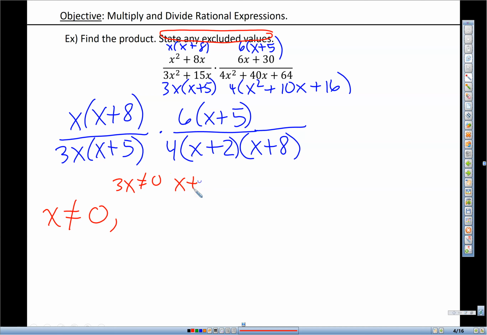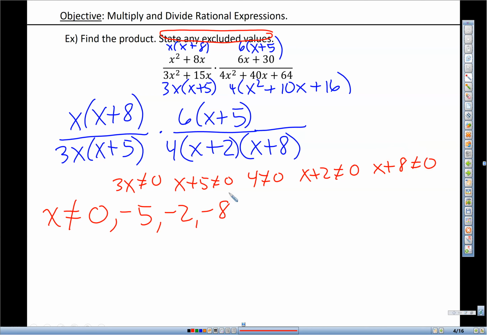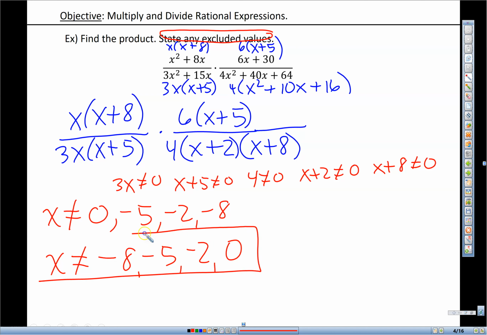x plus 5 would be equal to 0 if x was equal to negative 5, so x can't be negative 5. 4 can't be 0 because there's no variable, so I skip over that one. x plus 2 could be equal to 0 if x was negative 2, so x can't be negative 2. And x plus 8 could be equal to 0 if x was negative 8, so we exclude that one also. So that means our excluded values from least to greatest would be negative 8, negative 5, negative 2, and 0.